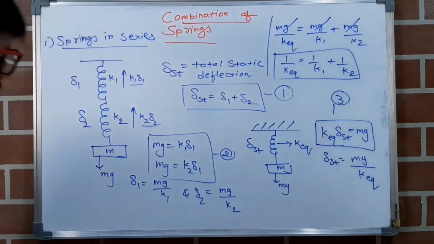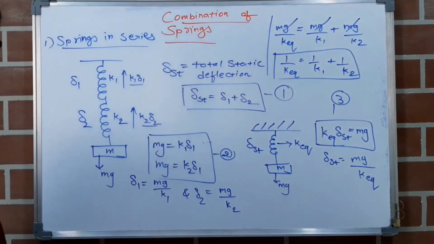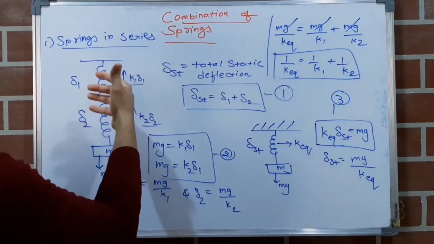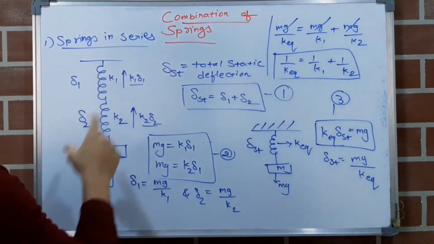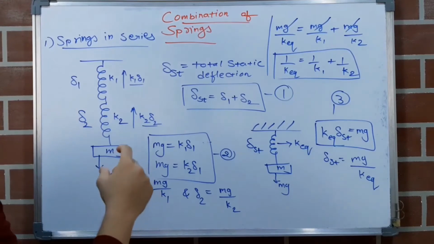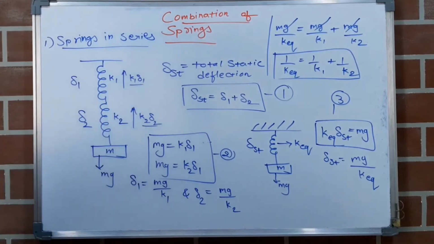So when the springs are connected in series, their stiffness will decrease. If we want to decrease the stiffness of the spring and keep the number of springs the same, then we can use this series combination. Now we will see the parallel combination.